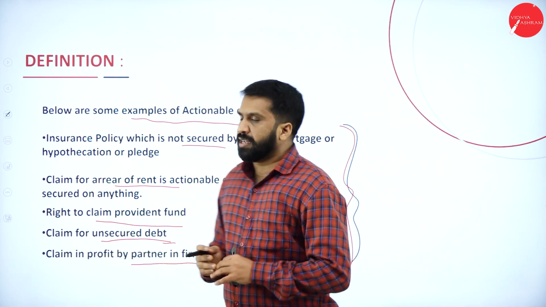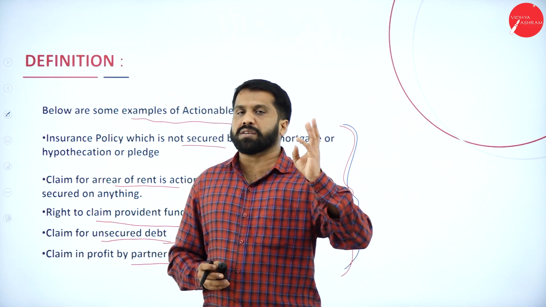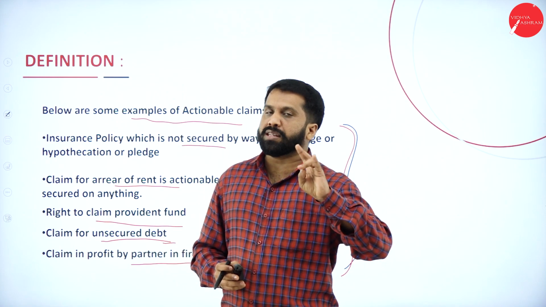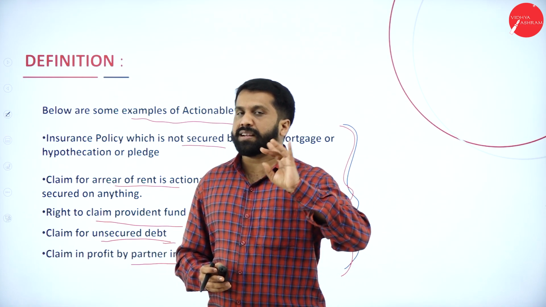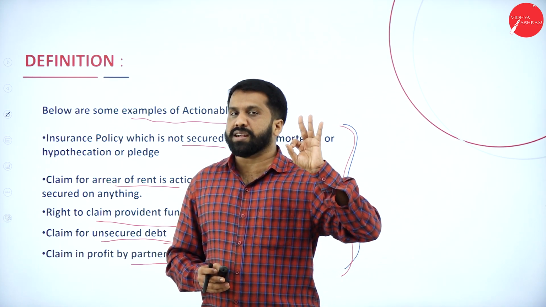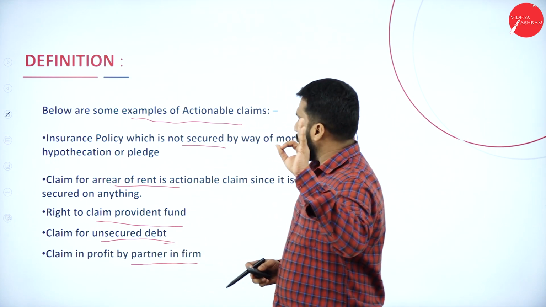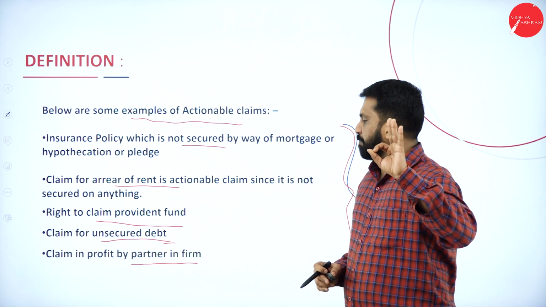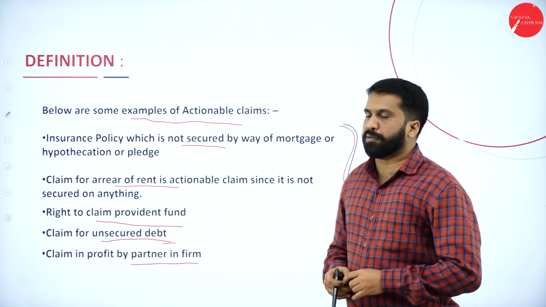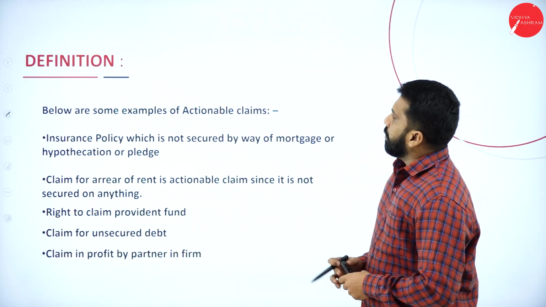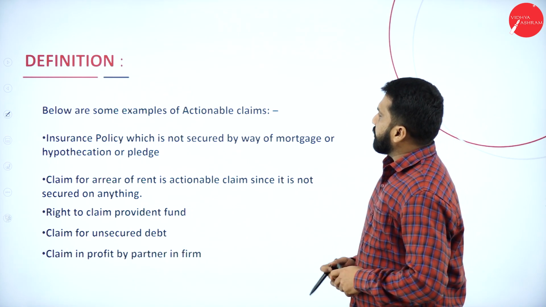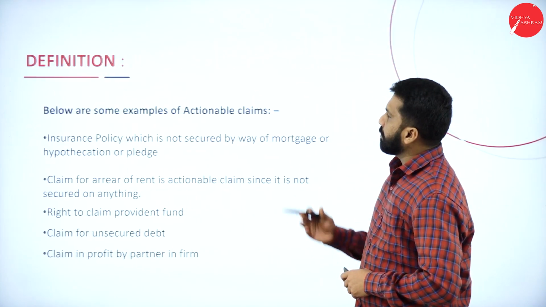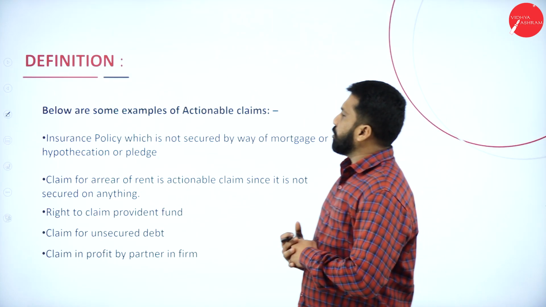Clear? So remember the examples. This is very important and easy to remember. Remember the word insurance. Remember the word PF. Remember the words arrears of rent. These 3 are very important. Along with this, if you want, you can remember unsecured debt as well as profit by partners in a firm. So we have completed the examples of actionable claims. Now, the definitions.